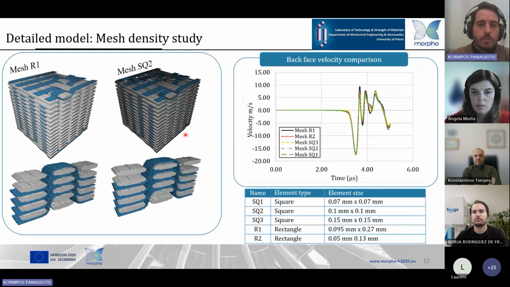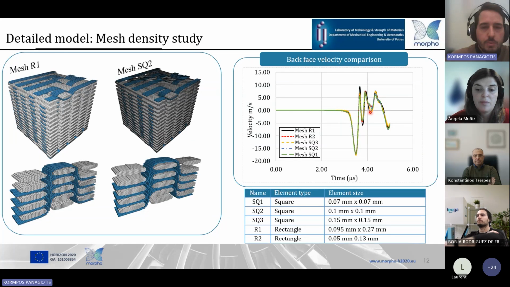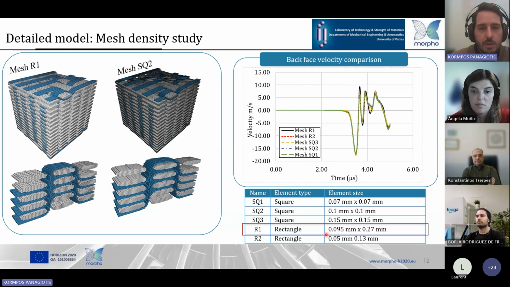Now, the geometry was meshed using voxel elements, and in order to observe the influence of the mesh density, part of the geometry was meshed using different mesh sizes, and the backface velocity was measured and compared. Due to the small observed differences, the most computationally efficient mesh was chosen, which is the R1 that can be seen here.